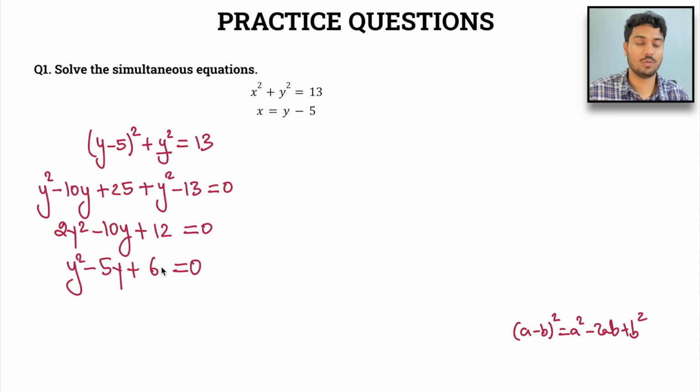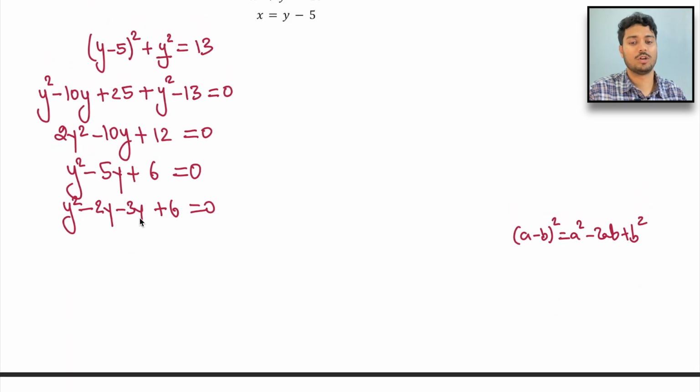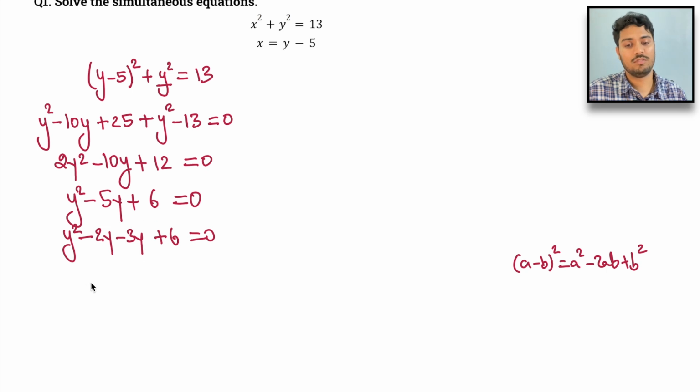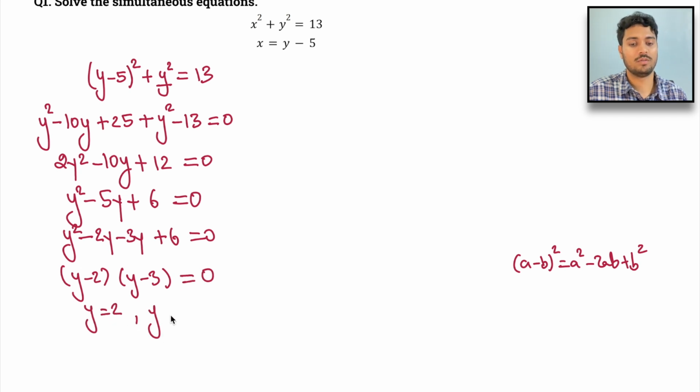Now we have a quadratic equation, and we have to find two different values of y. We can use any method: the factorization method or the quadratic formula. We have 6, so let's check, can we use factorization? The factors of 6 are 2 and 3. So we can write y square minus 2y minus 3y plus 6 equals 0. Because it's negative 2 and negative 3, we can write y minus 2 and y minus 3 equals 0. From here we get y equals 2 and y equals 3.